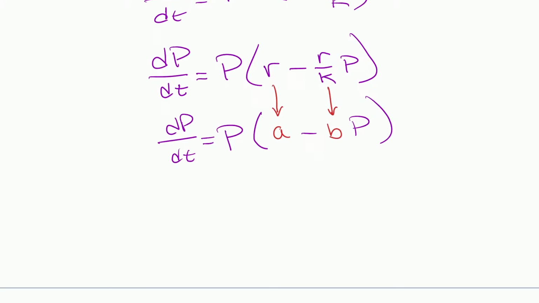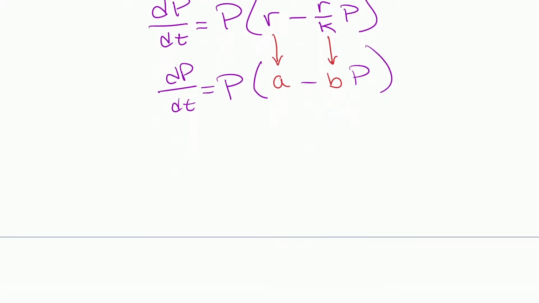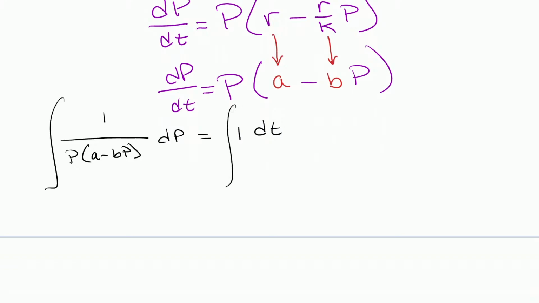Okay, so we need to be able to solve this thing. So first things first, let's do the separable. Even though this is nonlinear, this is a separable differential equation. You know the drill. We're going to rewrite this like this: 1 over P times (A minus B times P) dP is equal to, I guess, dt. There's nothing left over there, so it's just 1. So far, so good, right? Okay, next thing we're going to do is integrate both sides.